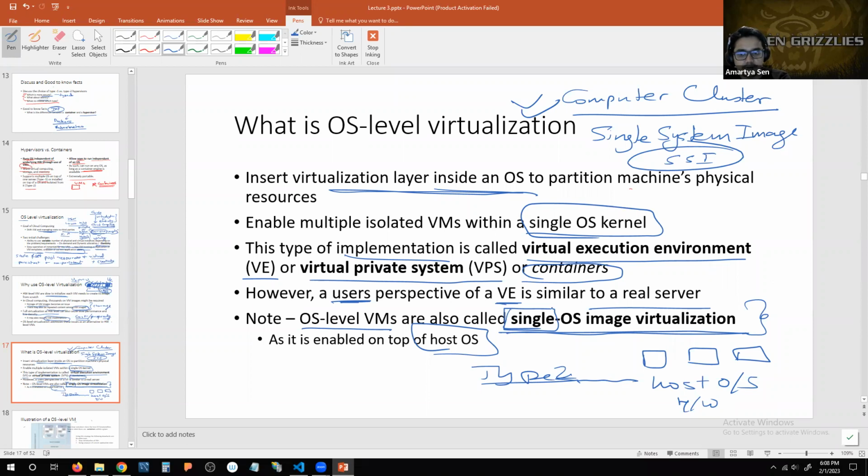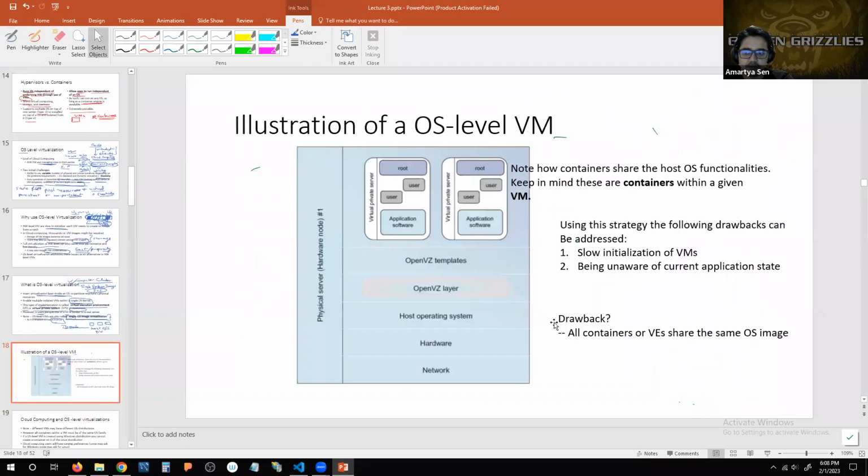If you look at all of the different properties here, the user sees it as a real server or their own local machine, and then you create separate containers where the users will be able to use it. They follow this notion of single system image. So that is where this idea of single OS image virtualization is coming from, right?